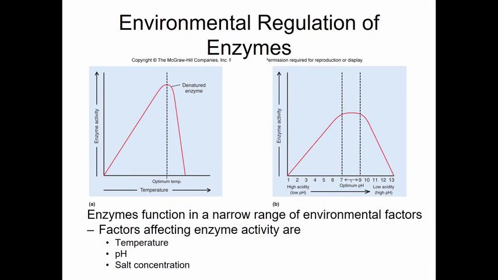Look at this. Enzymes are going to function in a very narrow range of environmental factors. Things that affect enzyme activity are temperature, pH, and salt concentration. Think back to chapter 4, prokaryotic growth. Remember how we talked about acidophiles and neutrophiles and temperature, mesophiles and psychrophiles, and you were learning all of those terms, and we said, hey, they need the optimum concentration, otherwise they don't grow.